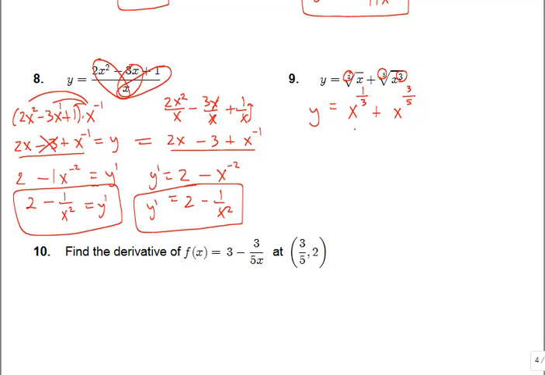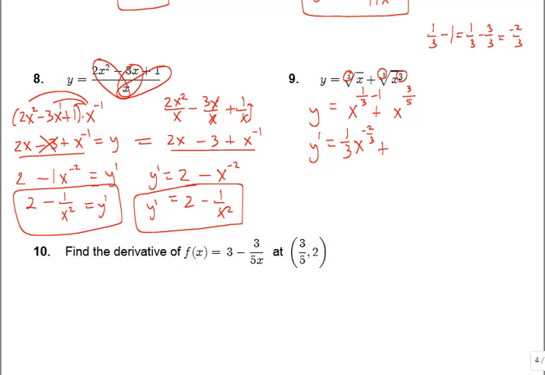So I haven't done my derivative yet, I just rewrote my function, and now to take the derivative, y prime, we're just going to bring the power down, and then we need to subtract 1 from the power. So 1/3 minus 1 is 1/3 minus 3/3, or negative 2/3.